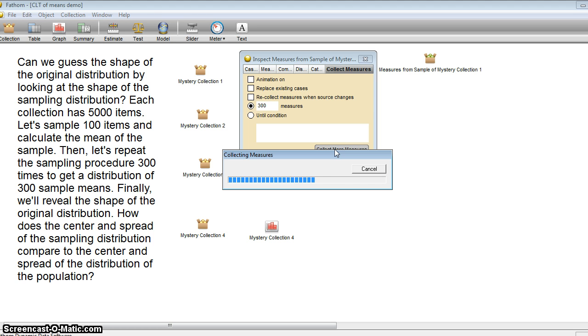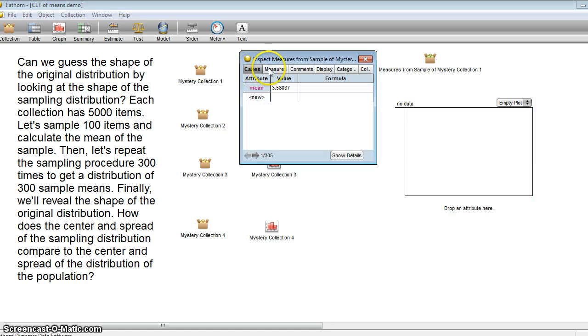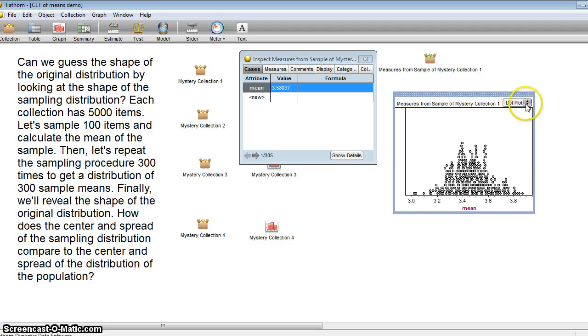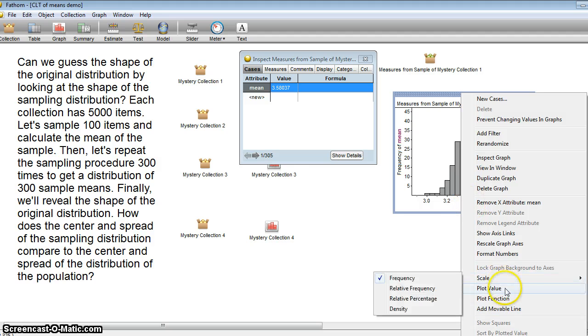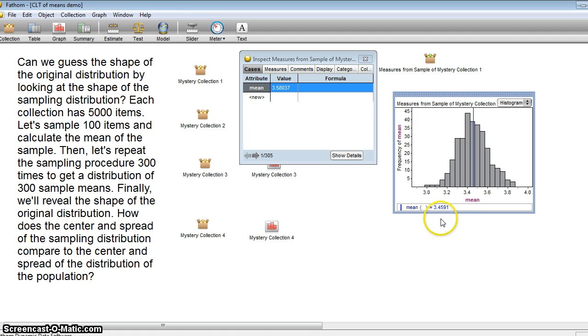Once this is done, we're going to take a look at the distribution of the 300 sample means and use that to see if we can predict or guess the shape of the original distribution. So let's take a graph here, and here's our 300. Actually, I have 305. I forgot to replace the original 5 cases I had, but that's okay. We can see that this is actually centered maybe around 3.5. Let's actually plot the mean of our sample means. It's about 3.45, 3.46. This actually looks approximately normal, mound-shaped, symmetric.